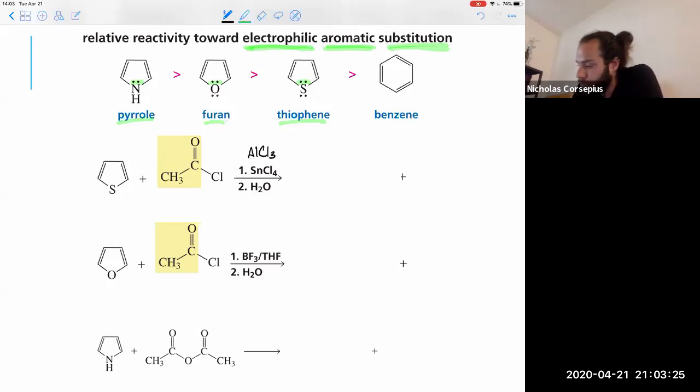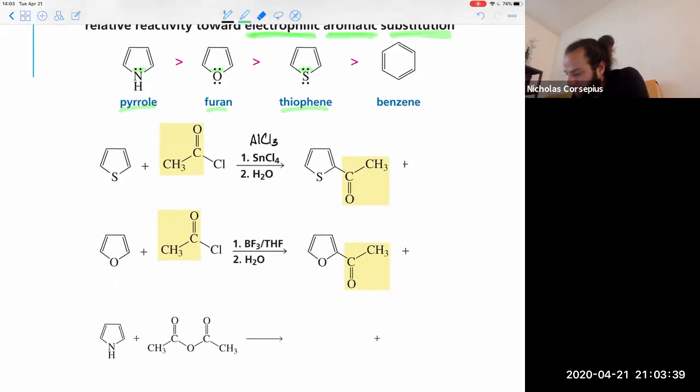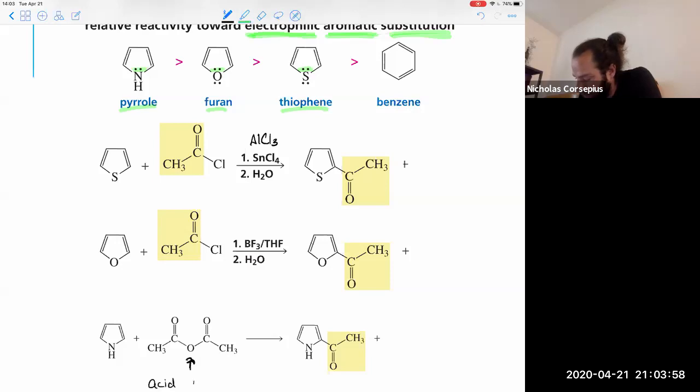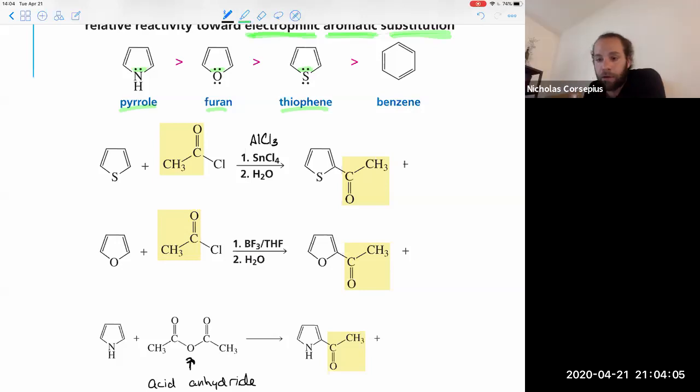Well, it's fairly easy to acylate your thiophene as well as your furan, and then if you have pyrrole, you actually don't need a catalyst at all, starting with either an acyl chloride or what were these guys down here called? Aldehyde or anhydride. No, you're close, yeah. So these are acid and anhydride. Right, so both of those will react spontaneously with pyrrole, no catalyst at all needed. Remember that the leaving group of an acid anhydride is actually a carboxylic acid.